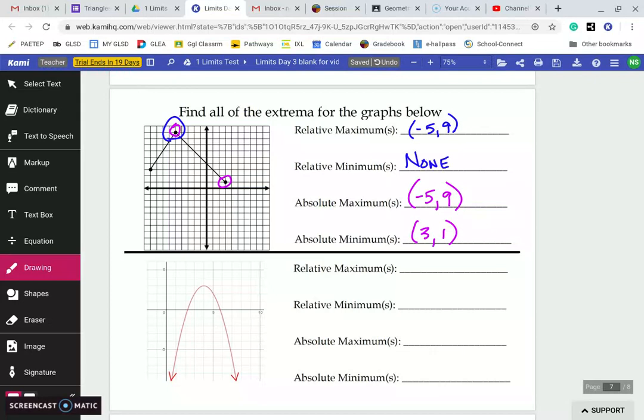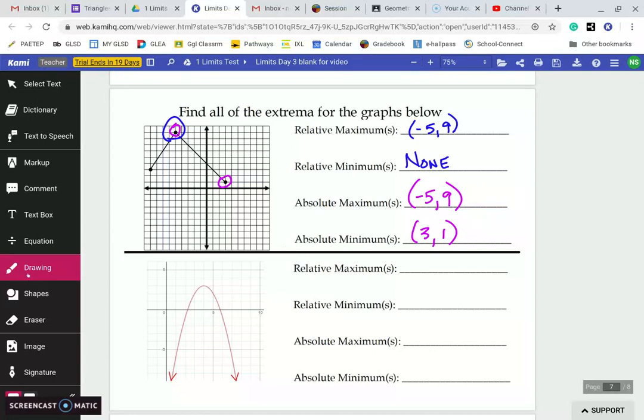Now, if you have endpoints like this, yes, it's decreasing, but it doesn't change to increasing. That's why it can't be relative, because that change doesn't happen. The change is what makes it relative. So if there's no change, then they can't be relative. So if you have endpoints of a graph, those endpoints can never be relative. Endpoints can only be absolute.